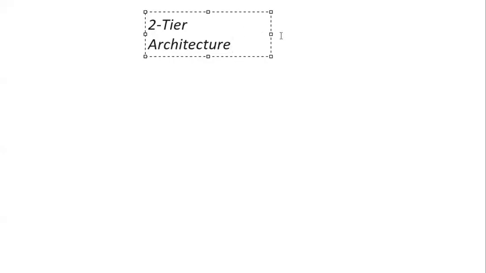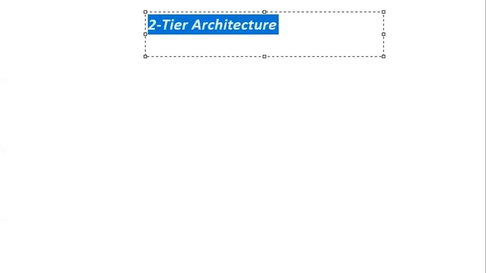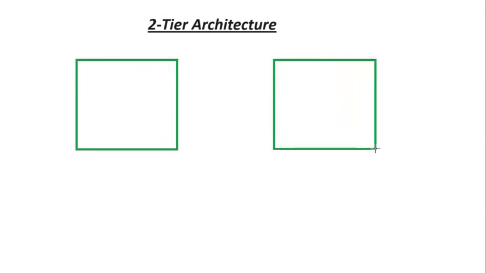In this two-tier architecture, how many layers are there? This two-tier architecture contains mainly two layers, just two layers. This is one layer, let us say, and this is another layer. What is this first layer? This layer is the client layer.